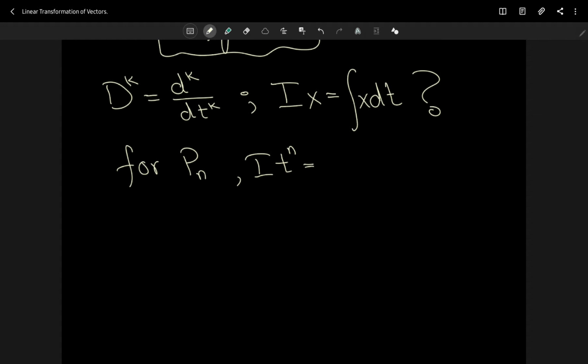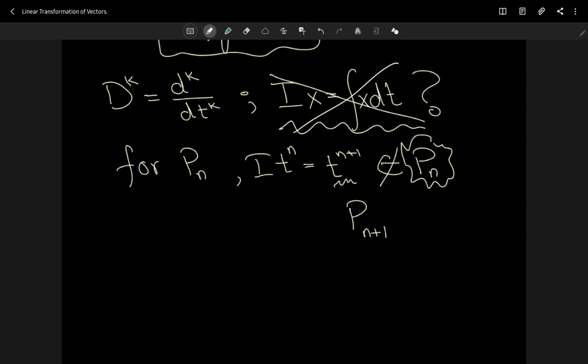That in general, integration increases power by 1. And so what happened with this thing is that it is not anymore a member, or it does not belong, to this set Pn, right? Instead, of course, it belongs to some Pn plus 1, but it does not belong to this space, and therefore we cannot do this. So this is not going to work. Okay, and we are going to look at this in a bit more depth somewhere later on in this video.